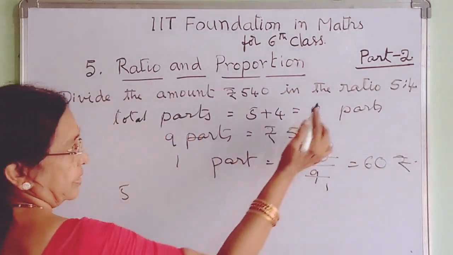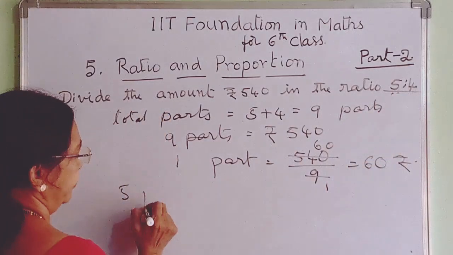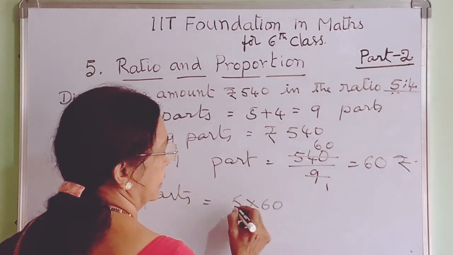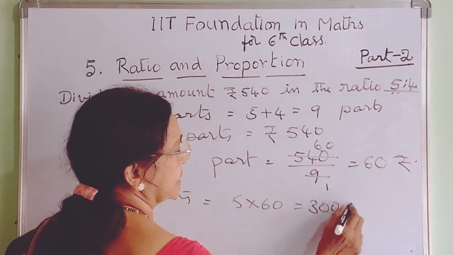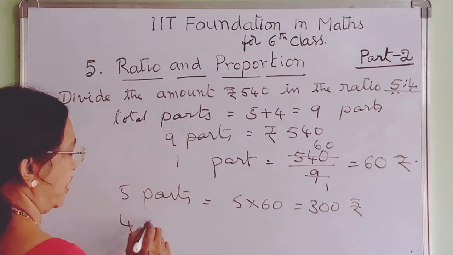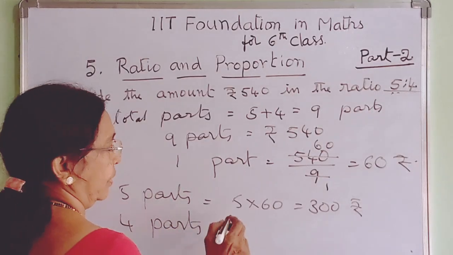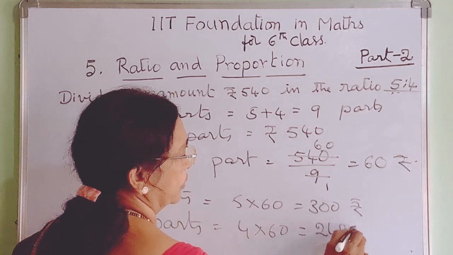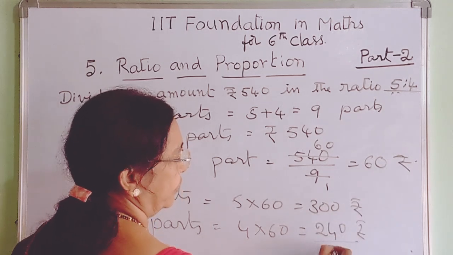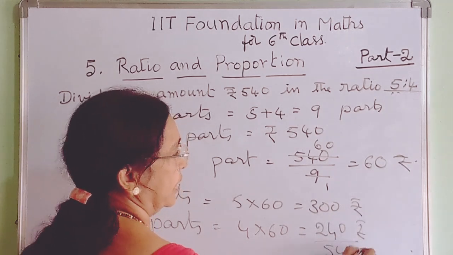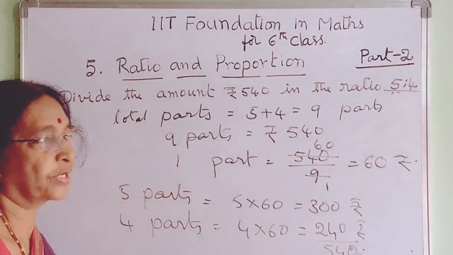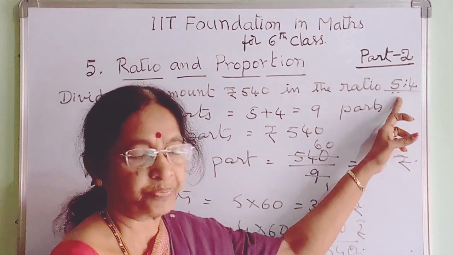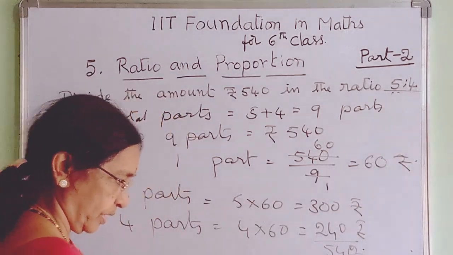Therefore 5 parts. First part is 5 parts is equal to 5 into 60, 300 rupees, and 4 parts is equal to 4 into 60, 240 rupees. Therefore total 540 rupees. So this is correct. Thus we can divide an amount into the given ratio. There is another method also, I will show you.